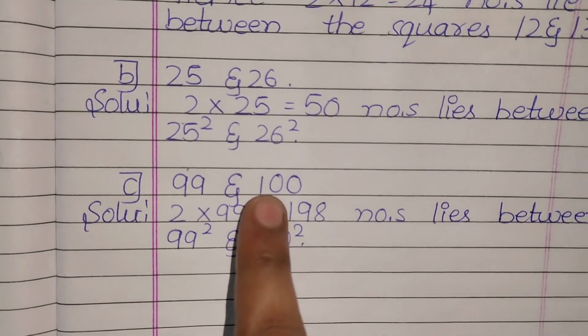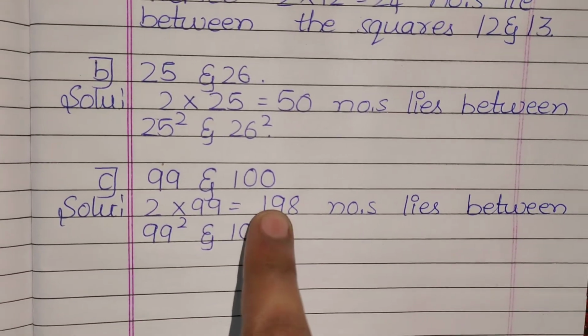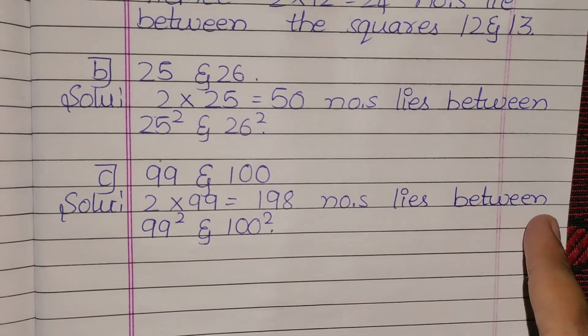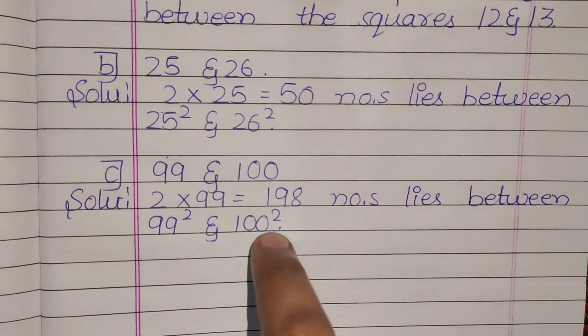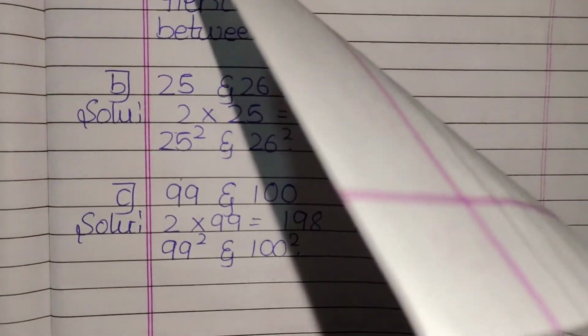Next one, 99 and 100. 2 into n, n is 99. 2 times 99 is 198. So 198 numbers lie between 99 square and 100 square. I hope this part is clear to you, everyone.